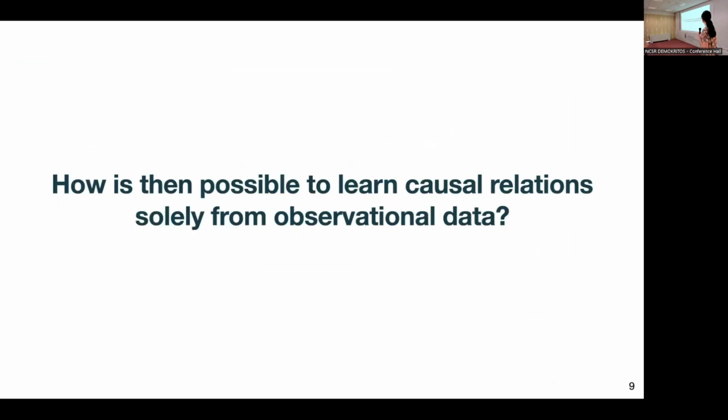And is it possible to learn causal relations solely from observational data? That's the question that we want to address by using causal discovery algorithms. Okay.